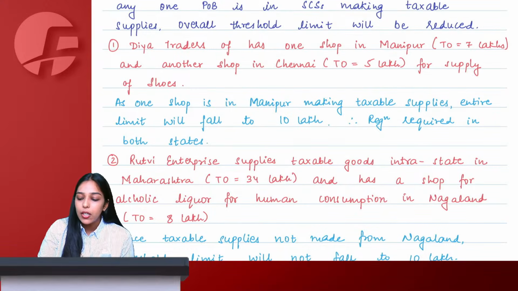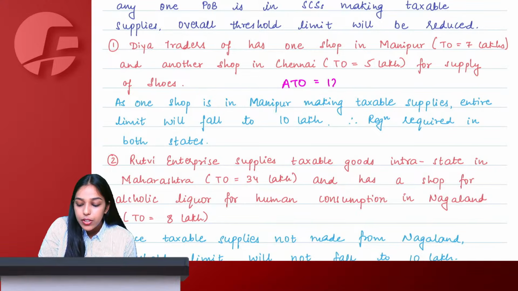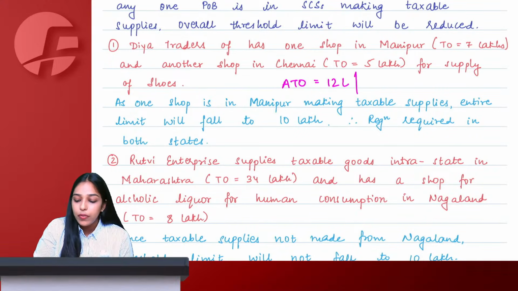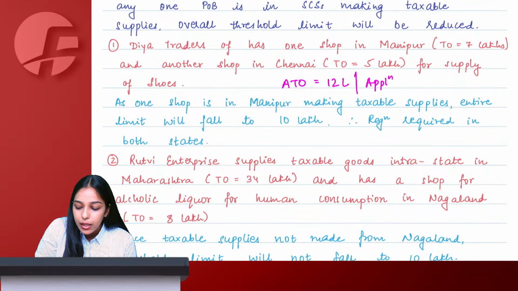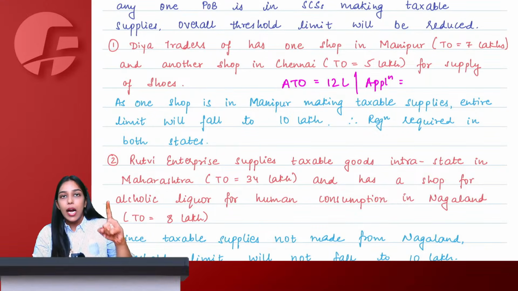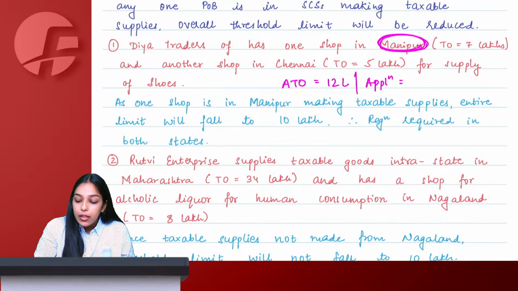First point, as we calculate, my aggregate turnover is going to be 7 plus 5, which is 12 lakh. Step number 2, we say, what is the applicable limit? Now, because I am making a taxable supply from Nagaland, Manipur, Mizoram, Tripura, Manipur is one of the special category states. Therefore, my applicable limit is going to be 10 lakh.